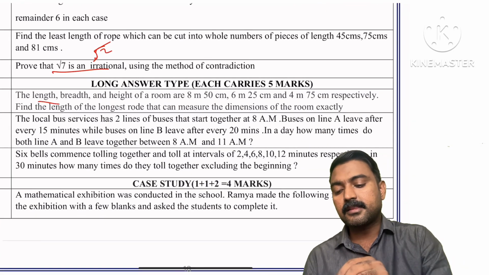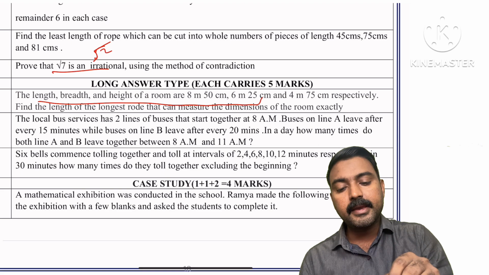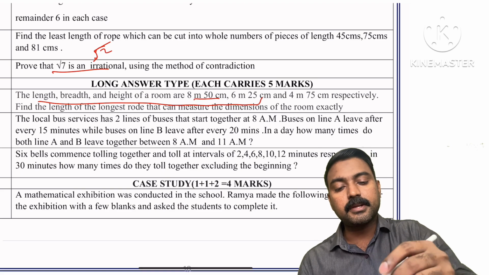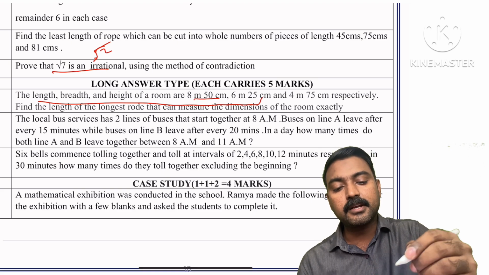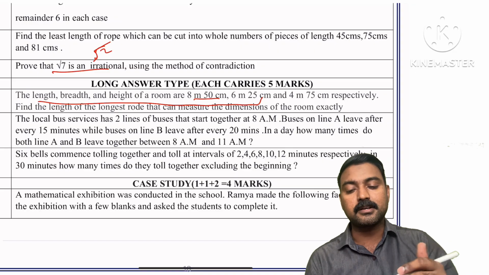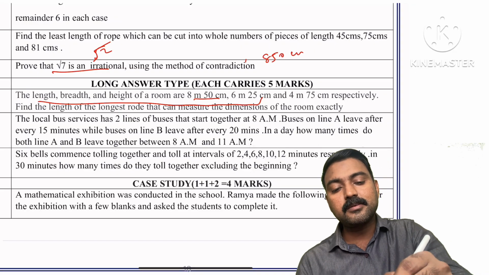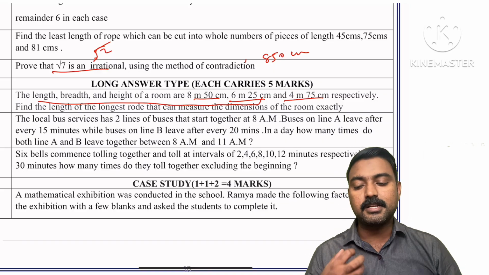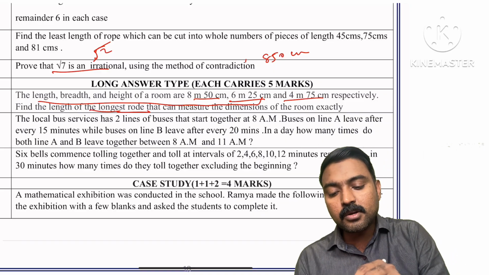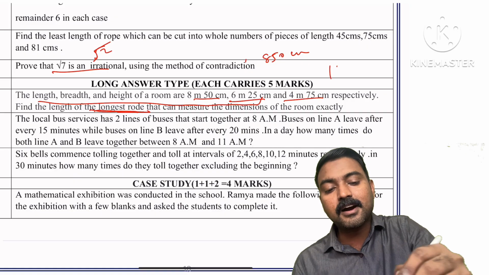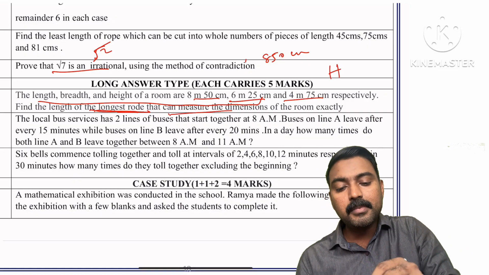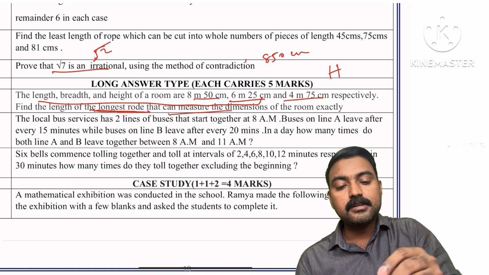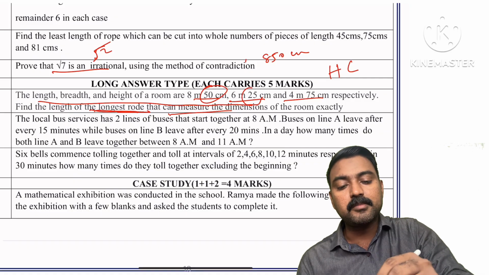Then the length, breadth and height of a room are 8 meter 50 centimeter. 8 meter 50 centimeter means either you can convert into centimeter, that's better. So 850 centimeter we can write. Similarly 625 centimeter, 475 centimeter respectively. The longest rod, the longest means highest, should measure all these dimensions. So it should be common for these 3 dimensions.